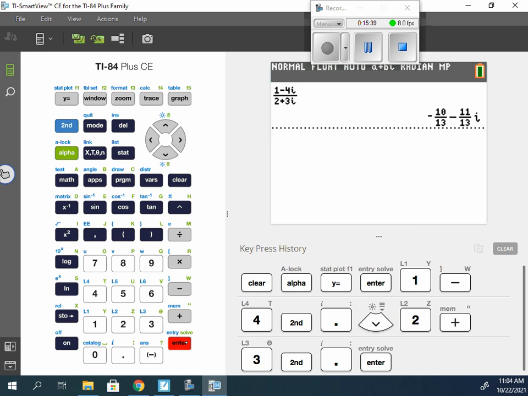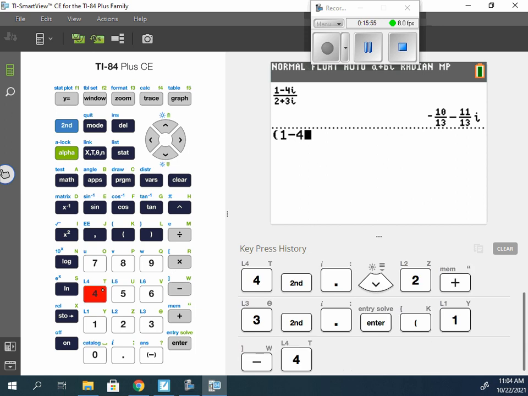Okay. Now, this calculator here is a little bit more advanced because it's the color edition. They did add this feature in. Let's try typing it in a different way. Let's say parentheses, 1 minus 4 second i, close parentheses.